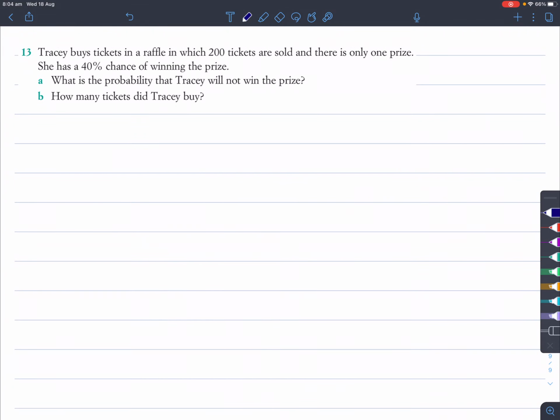Question 13. Tracy buys tickets in a raffle in which 200 tickets are sold and there is only one prize. She has a 40% chance of winning the prize. What is the probability that Tracy will not win the prize? So the probability of not winning is 1 minus the probability of the complement, which is winning. So that will be 1 minus the chance of winning, which is 40%. 40% as a decimal is 0.4. When we subtract those two numbers, we get an answer of 0.6.